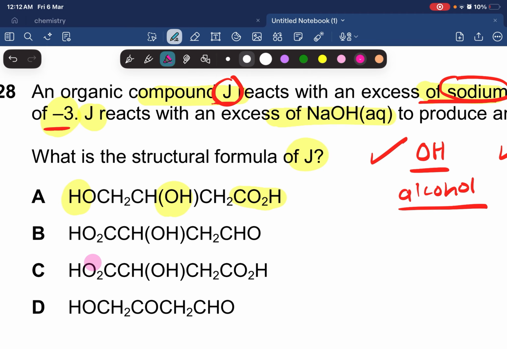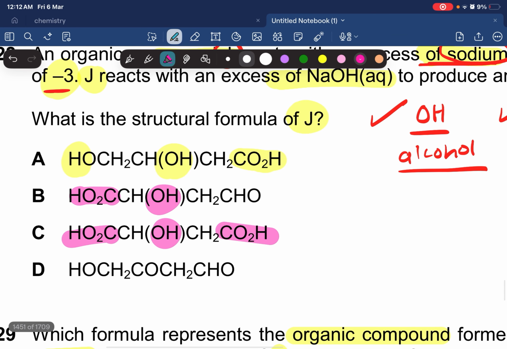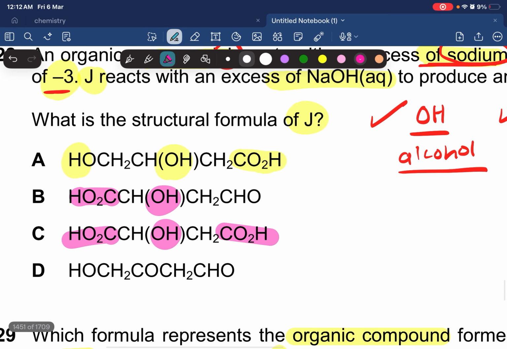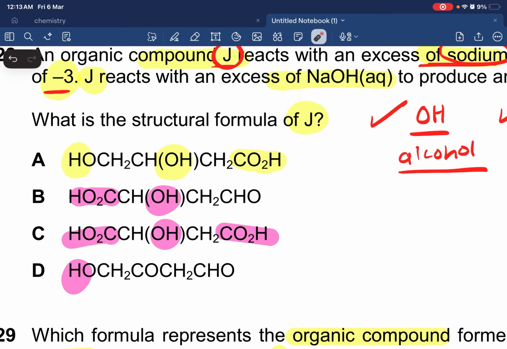Carboxylic and alcohol, carboxylic, alcohol, carboxylic. Alcohol, ester, which is not going to react with sodium, and aldehyde. So now I can see I can shortlist options A and C on the basis that they have 3 functional groups, right? I need 3 functional groups.